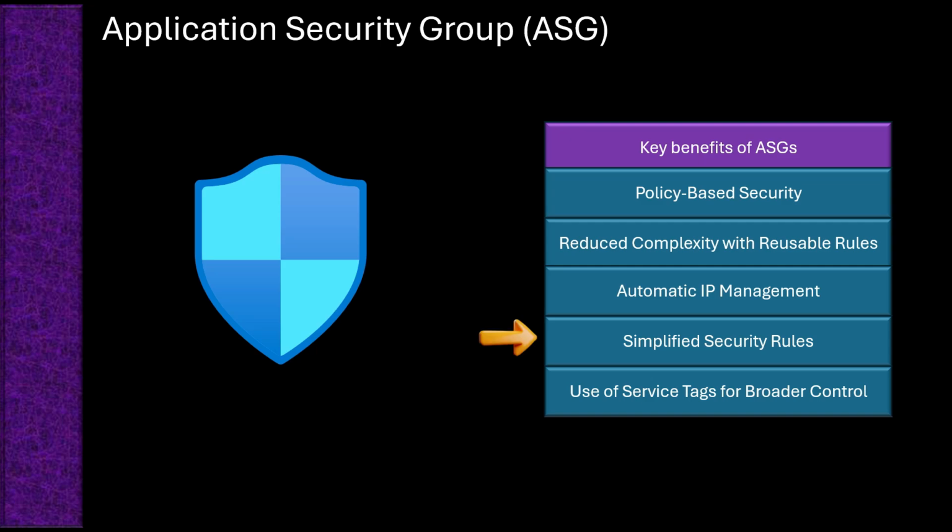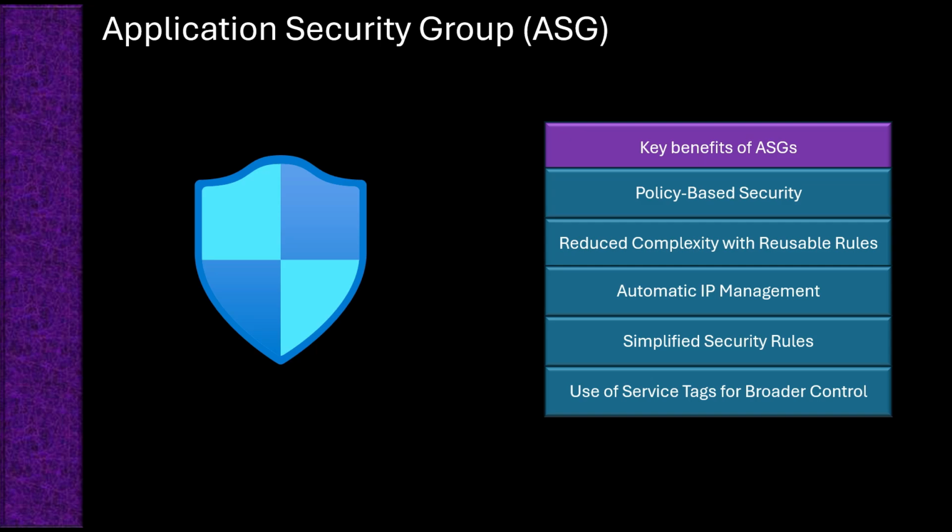ASGs reduce the number of rules needed and simplify rule changes. Instead of configuring rules for each IP, you can create general rules for ASGs and streamline the security setup for large and dynamic apps. Combined with service tags, which represent broader Azure services, ASGs let you build fine-tuned rules. You can apply specific security policies based on the type of traffic each app component needs to interact with.